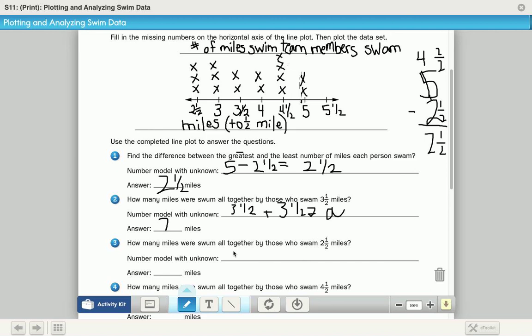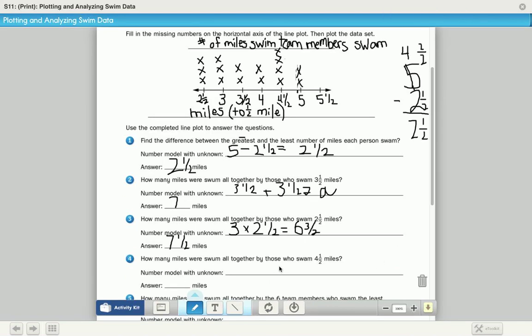How many miles were swum altogether by those who swam 2.5? So I have 3 people who swam 2.5. So I'm going to do 3 times 2.5. This is that whole number times a mixed number that we learned about the other day. So remember, I'm going to take my whole numbers times each other first. 3 times 2 is 6. And then my whole number times the fraction in the other problem. So 3 times 1/2 would be 3 halves. So 6 and 3 halves. Oh, that's supposed to be an unknown again. I'm not reading my directions very well. 3 halves is the same as 1.5. So 6 plus 1.5 would be 7.5 miles.